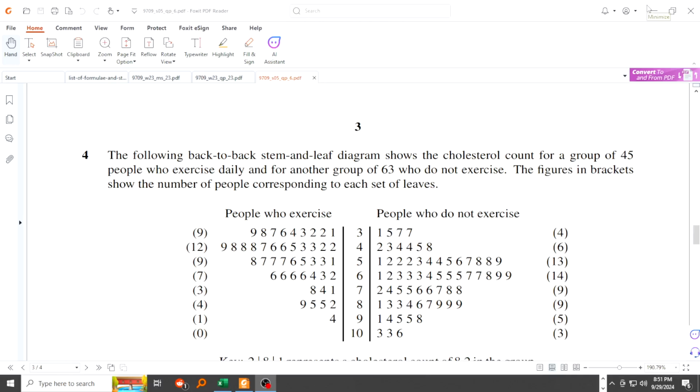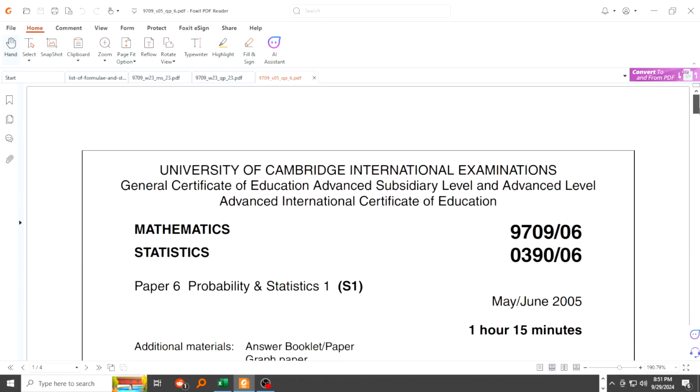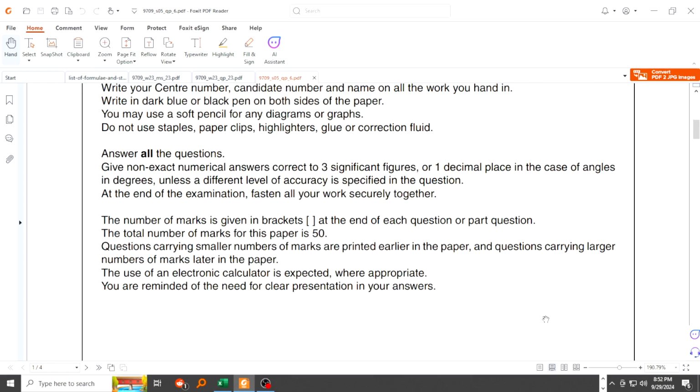Hello, students. Our paper today is Mathematics 9709/06, Statistics 0390/06, Paper 6, Probability and Statistics 1, taken in May/June 2005.